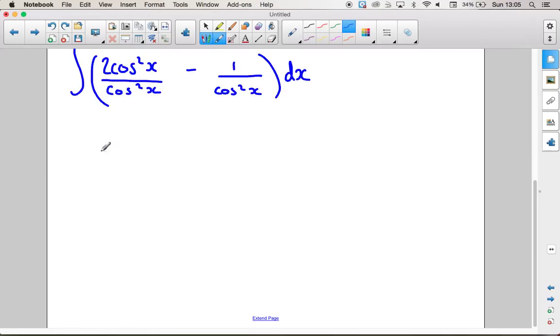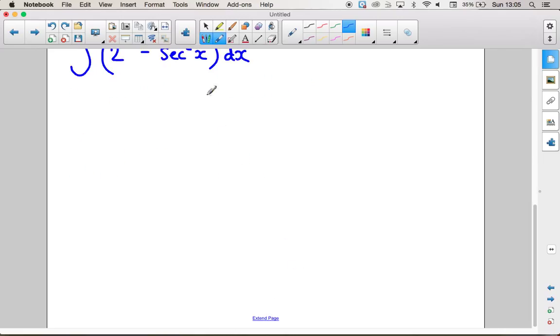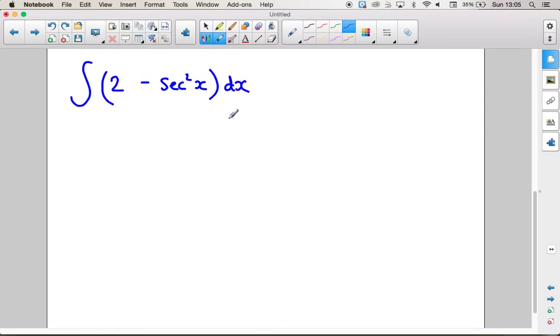And here, obviously, you can see that the cos squared x's cancel, so that's just a 2, and 1 over cos squared x, well, that's sec squared x. And sec squared x happens to be something that we can integrate. Hopefully you know that the integral of sec squared x is tan x.